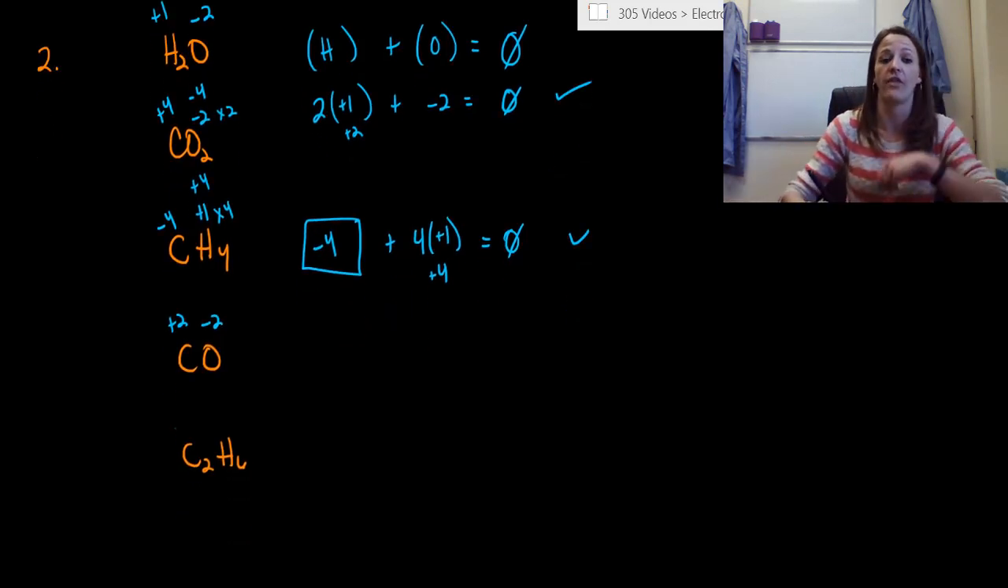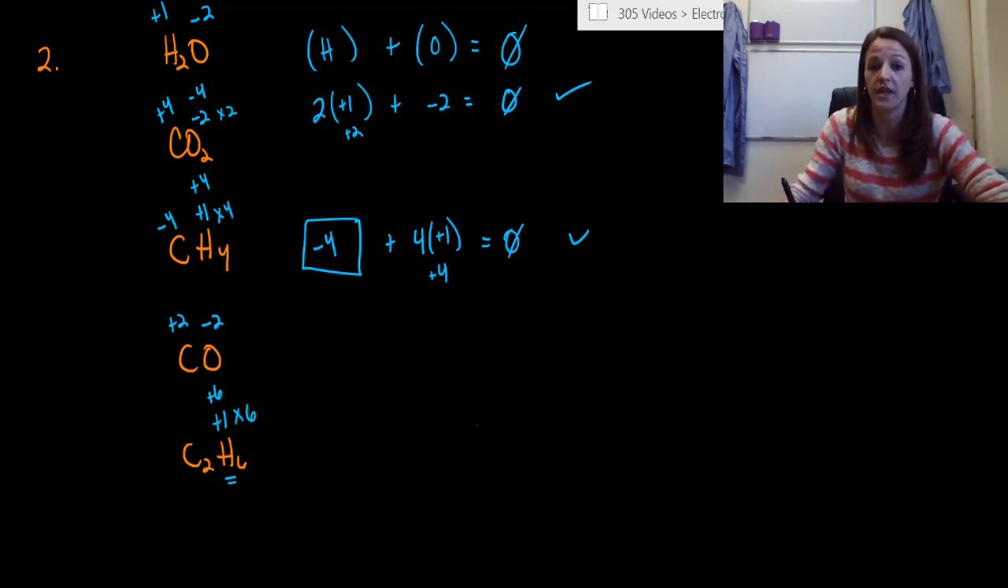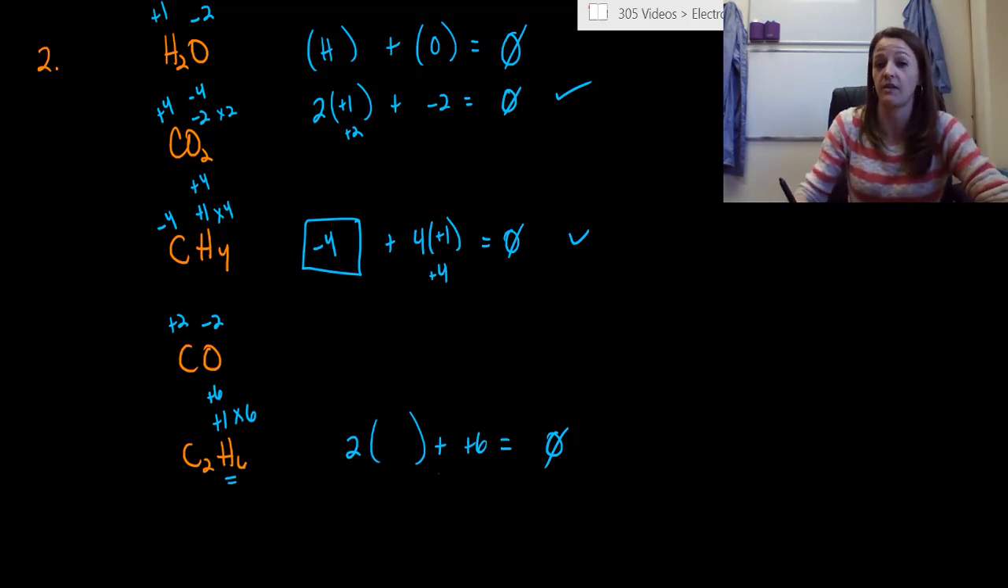All right, and now let's look at ethane. We do not have an oxygen, so we can't start with oxygen, but we do have a hydrogen, so we can assign this one first. Hydrogen's going to be +1. There's 6 atoms, so +1 times 6 gives us an overall charge of +6. Our compound is neutral, so it has to be 0. So +6 plus 2 times whatever the charge is for carbon needs to give us 0.